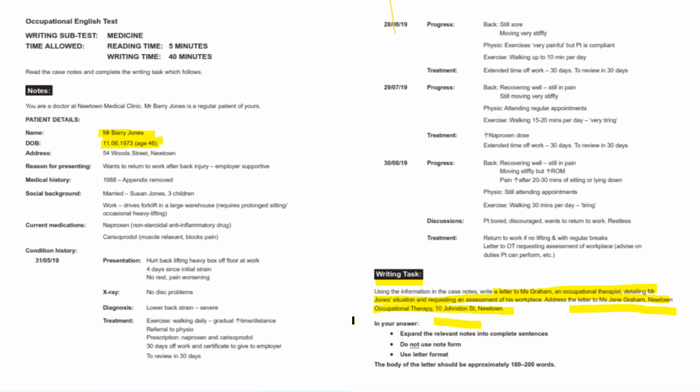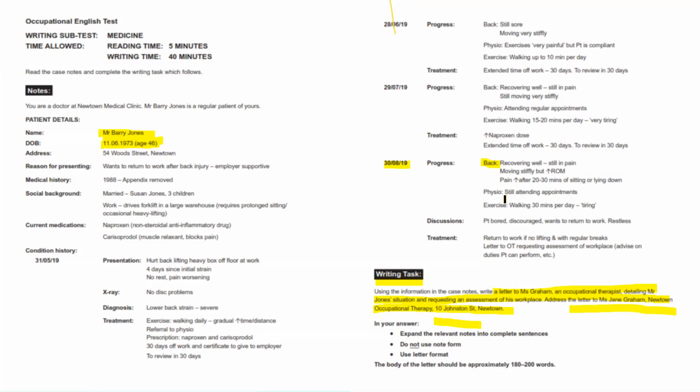Okay. After reading your patient details, how will you proceed? I'll proceed to the last visit. Yes, the last visit. Where is the last visit? I think 13th of August, yes. Recovering well, still in pain. I have some problem with the screen. Recovering well, still in pain. Yes. Okay, so I have to mention he's still in pain.